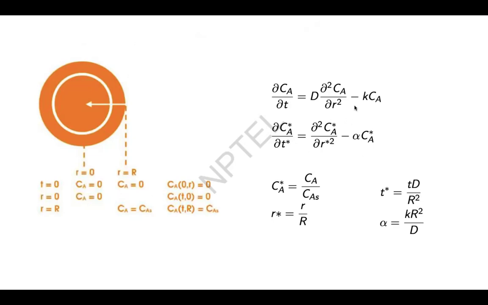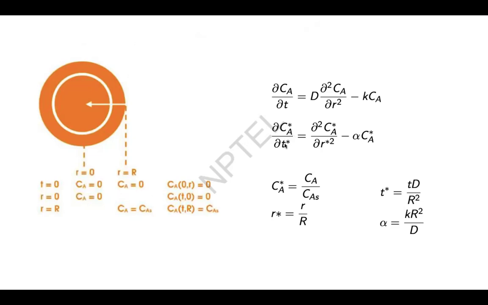And for alpha, you want a variable that combines both K and D. So you write alpha equal to K R square by D. You can substitute this new quantity into this equation. And finally, this ODE gets converted into this.